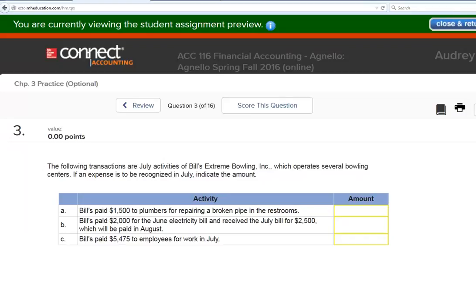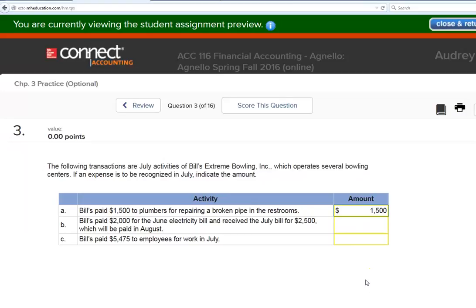Okay, now let's take a look at M3-3. The following transactions are July activities of Bill's Extreme Bowling, which operates several bowling centers. If an expense is to be recognized in July, indicate the amount. Now what we're going to be asking ourselves is, did we receive the benefit of the cost in July? In A, Bill's paid $1,500 to plumbers for repairing a broken pipe in the restrooms. Well, if they repaired it in July, then you receive the benefit of that cost in July. So we'll record it as an expense in July.